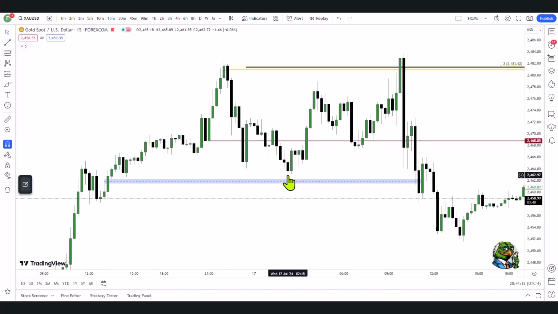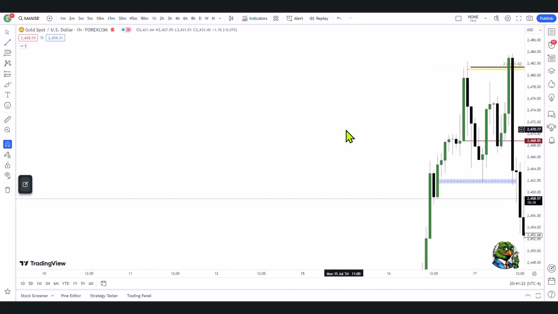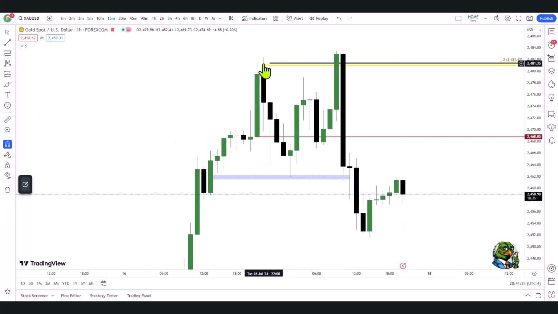We got that right at the open of London, 2 a.m. Now, coming into this level here is not random. This gap is not random. If you go to a 1 hour chart, that level is there, coming into a 1 hour order block. So that's why I have a target down there.